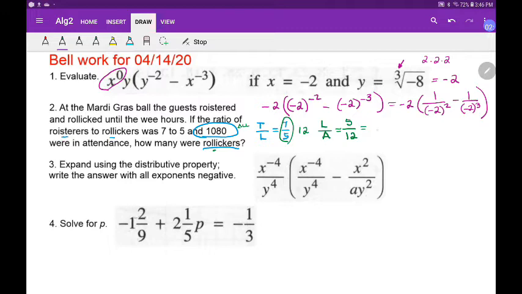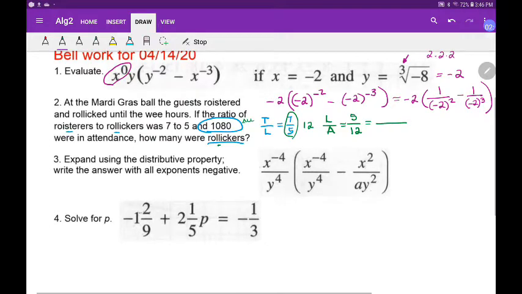And then we go ahead and compare to a new fraction where you can distinguish whether you have rollickers or all. And then you can cross multiply. Expand using the distributive property. Write the answer with all exponents negative.